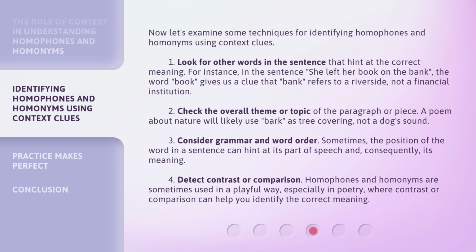3. Consider grammar and word order. Sometimes, the position of the word in a sentence can hint at its part of speech and, consequently, its meaning. 4. Detect contrast or comparison. Homophones and homonyms are sometimes used in a playful way, especially in poetry, where contrast or comparison can help you identify the correct meaning.